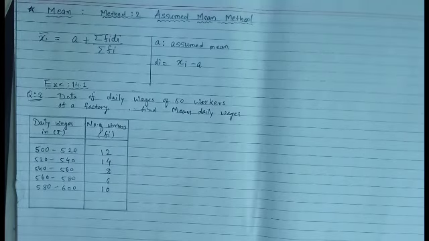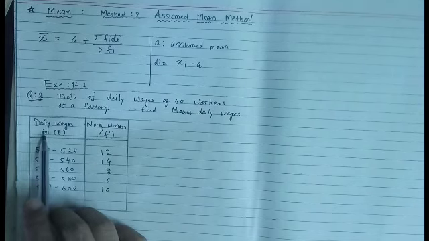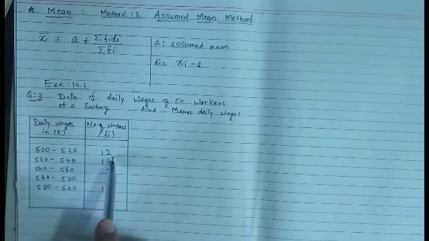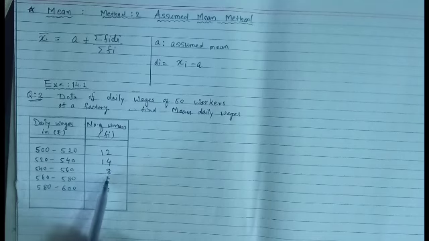Now here you have one question from exercise 14.1, question number 2. Data is given of the daily wages of 50 workers of a factory, and you have to find the mean daily wages of the workers. The classes are: daily wages rupees 500 to 520, number of workers 12; 520 to 540 rupees, 14 workers; 540 to 560, 8 workers; 560 to 580, 6 workers; and 580 to 600 rupees, 10 workers.